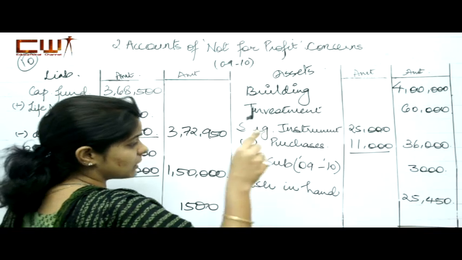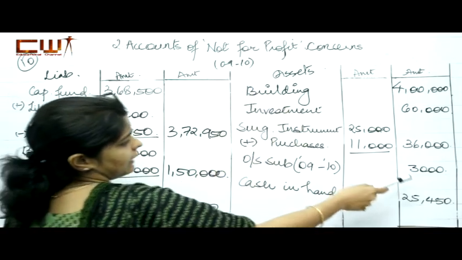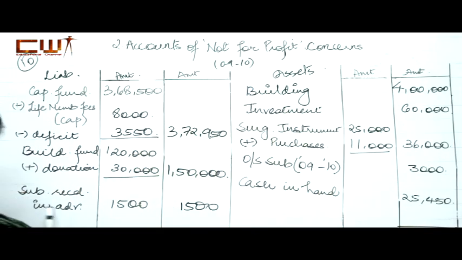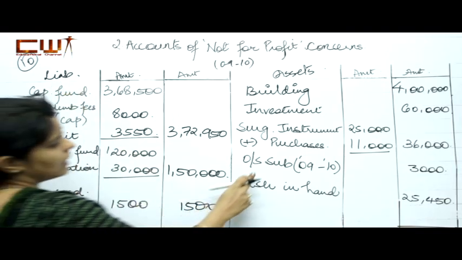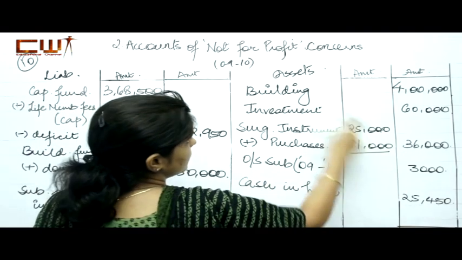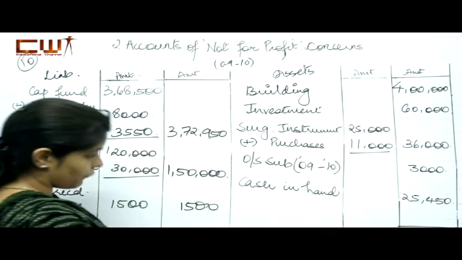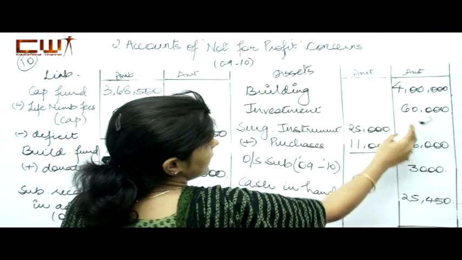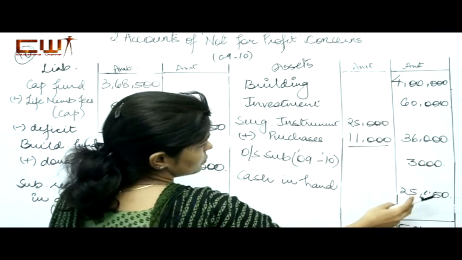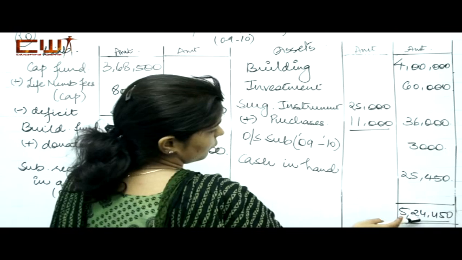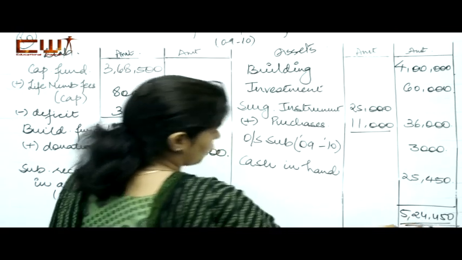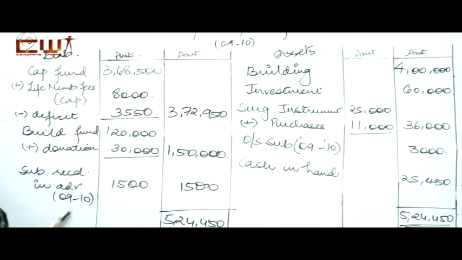Outstanding subscription for this year, that is 2009-10, will be 3,000, and subscription received in advance, that is of 2009-10, again you have 1,500, that will be written on the liabilities side. So outstanding subscription of this year will be written on the asset side, 3,000. Cash in hand is 25,450. 4 lakh plus 60,000 plus 36,000 plus 3,000 plus 25,450 will give you 5,24,450. Come on to the liability side.